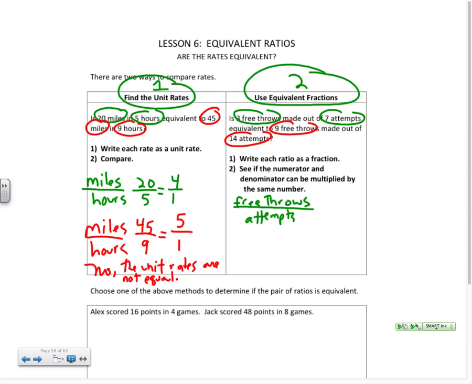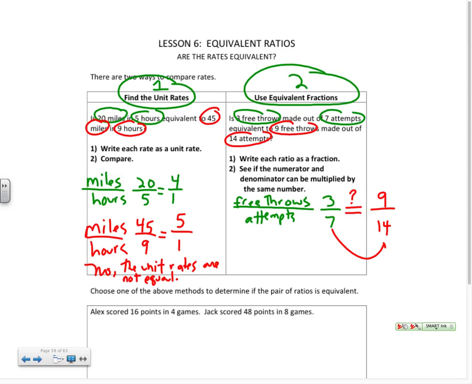And in my first rate, I have 3 free throws made for every 7 attempts. And my other rate is 9 free throws made out of 14 attempts. Now, if I look at my numbers, 3 to 7 and 9 to 14, those are not too easy to put as a unit rate because of 3 divided by 7 and 9 divided by 14. So I can think of them as fractions. I can think, does 3/7 equal 9/14? And then I can use what I know about equivalent fractions to find out.